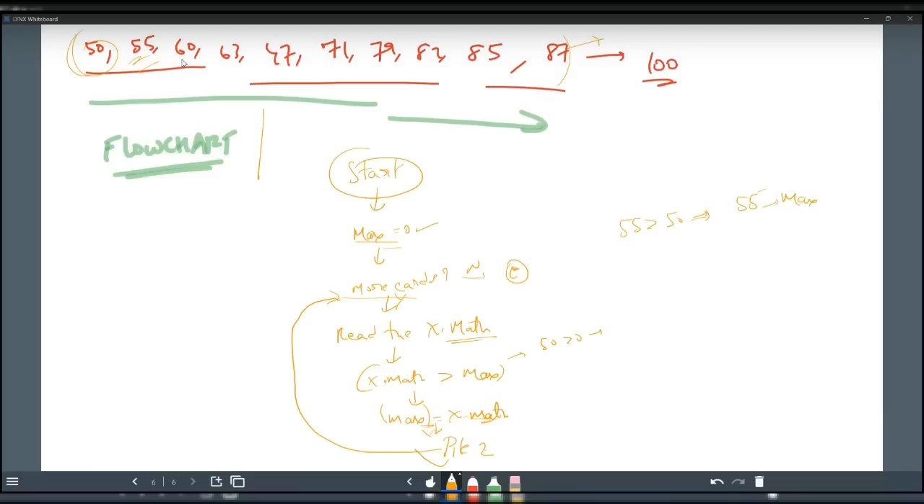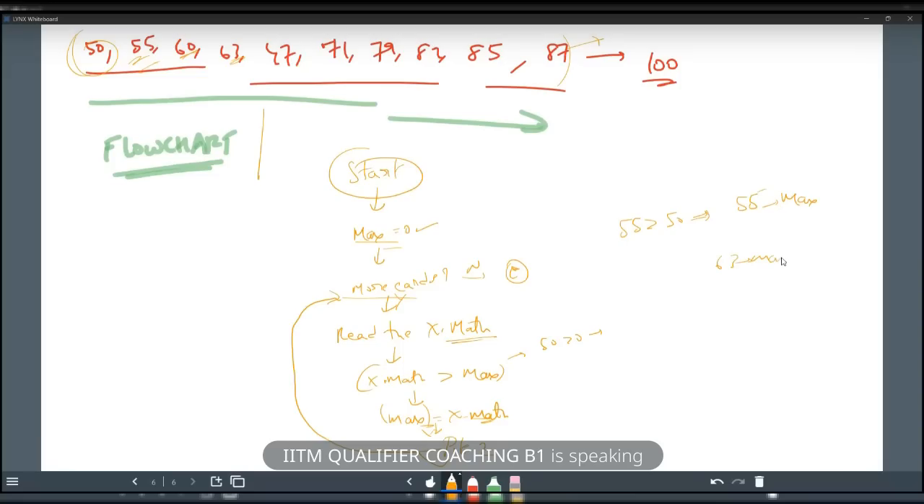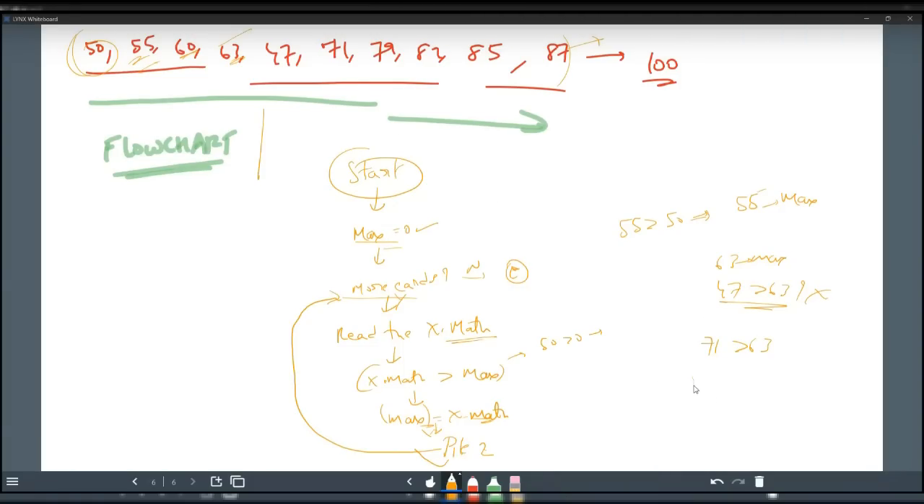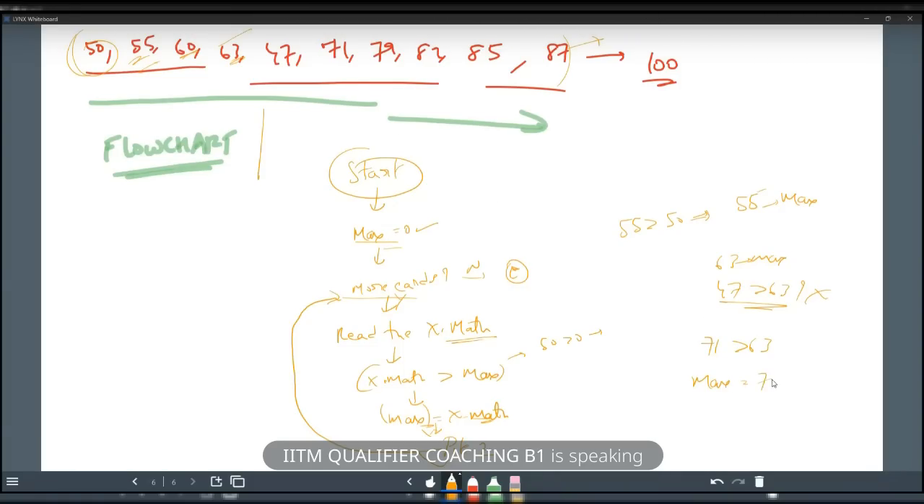Yes, sir. And again 60 is greater than 55, 63 is greater than 60, so 63 holds the max value. And is 47 greater than 63? No, it is not. So 63 holds the value till here. And yes, we find that 71 is greater than 63. So the variable max stores a value of 71 until this card.